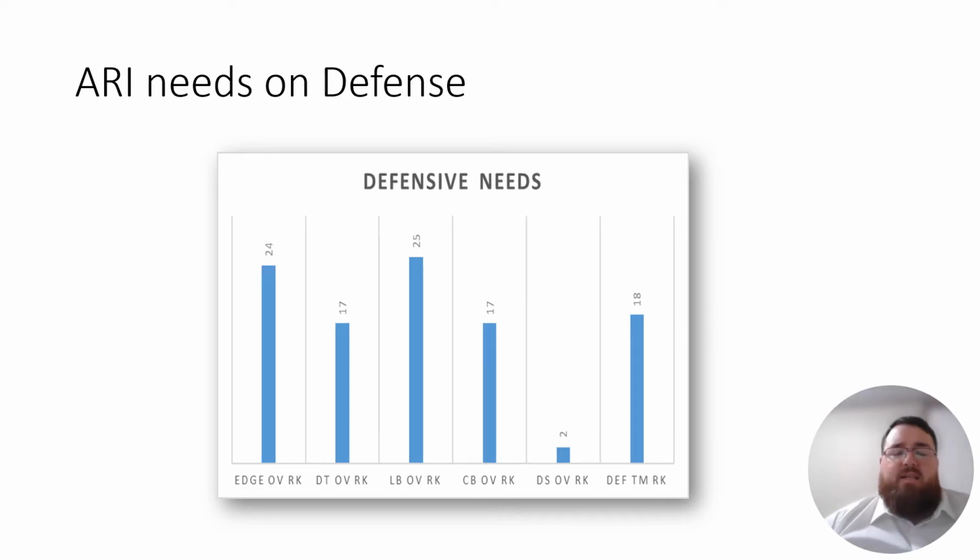Then, of course, you have the needs on defense. Defensively, edge is definitely an area that they need improvement. Linebacker is another area that needs improvement. Defensive tackle and cornerback are also areas that need improvement. But the offense definitely has much more of a strength here compared to the defensive side of the football.